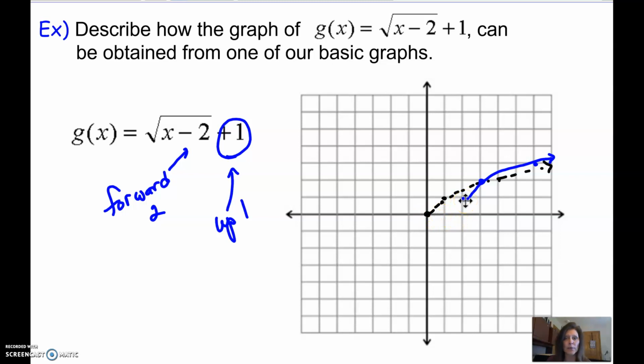That's now where my half parabola is going to start. (1, 1), go forward 2 and up 1. (4, 2), go forward 2 and up 1. I've got my graph. Let me know if you have any questions.